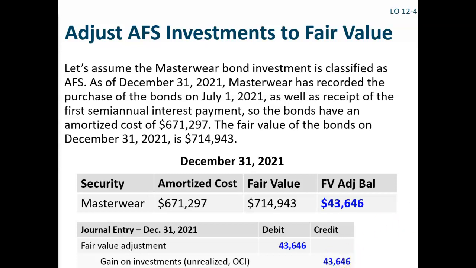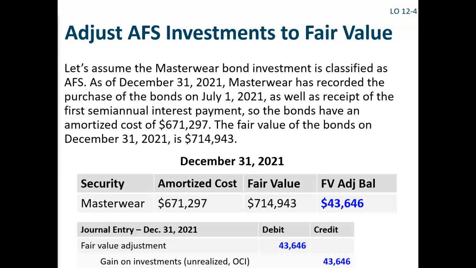Notice that the amount of unrealized holding gain is the same for those available for sale securities as it was for the trading securities in the previous video. What differs is that the unrealized holding gain is included in other comprehensive income for available for sale securities instead of in net income as it was for the trading securities. At the end of the reporting period, the unrealized holding gain is closed to shareholders' equity for both approaches. What differs is that net income gets closed to retained earnings, but other comprehensive income gets closed to accumulated other comprehensive income.